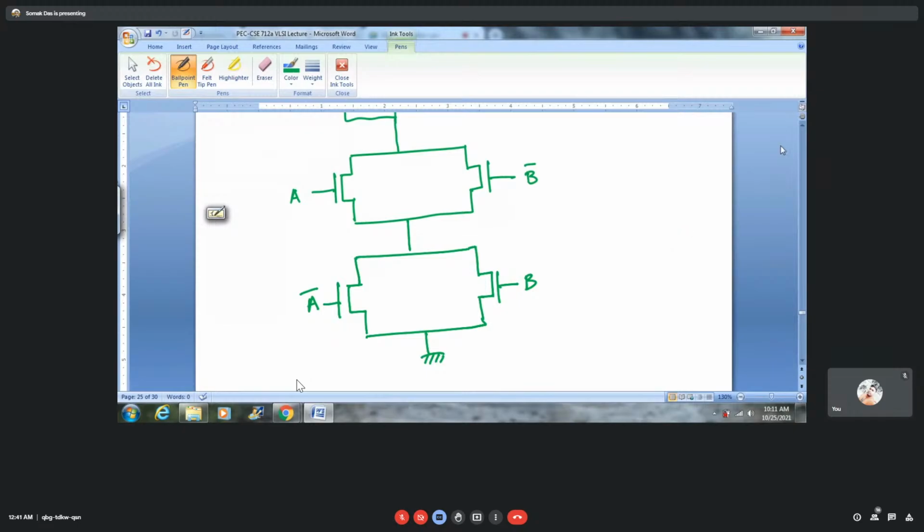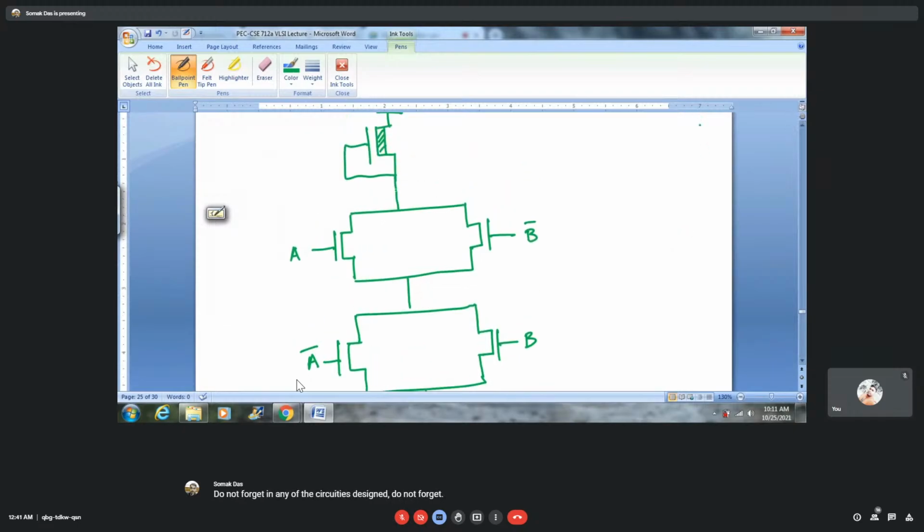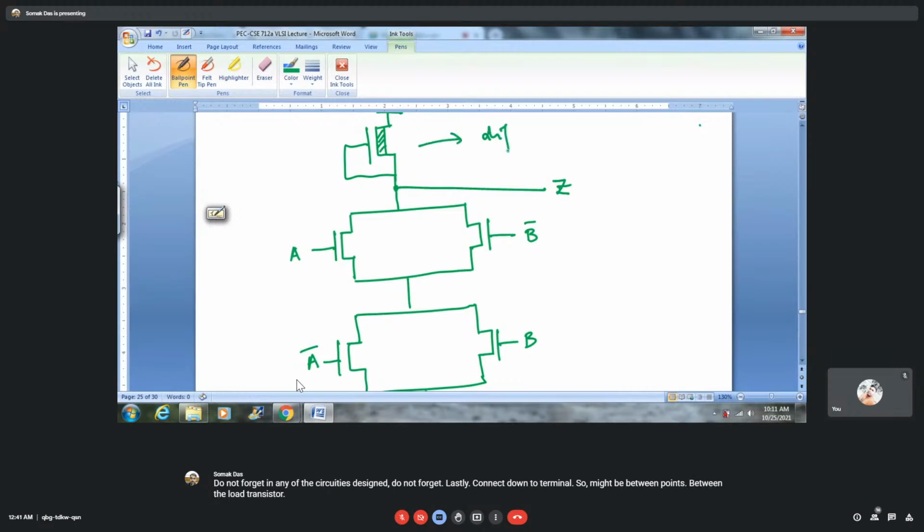Do not forget in any of the circuits you design, do not forget lastly to connect the output terminal from an in-between point between the load transistor, this is the diffused N-channel load, and this is the driver network.